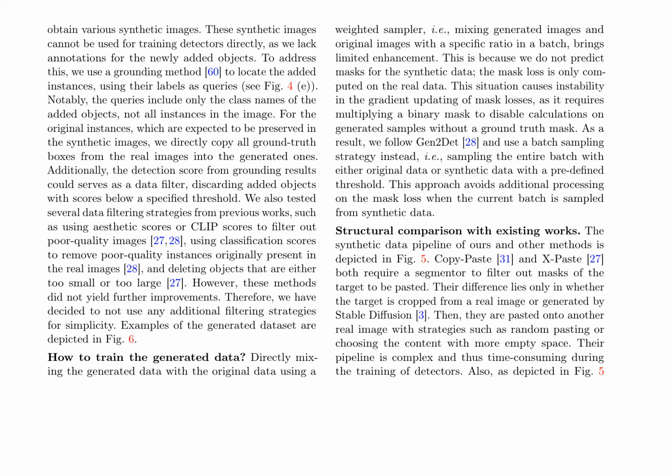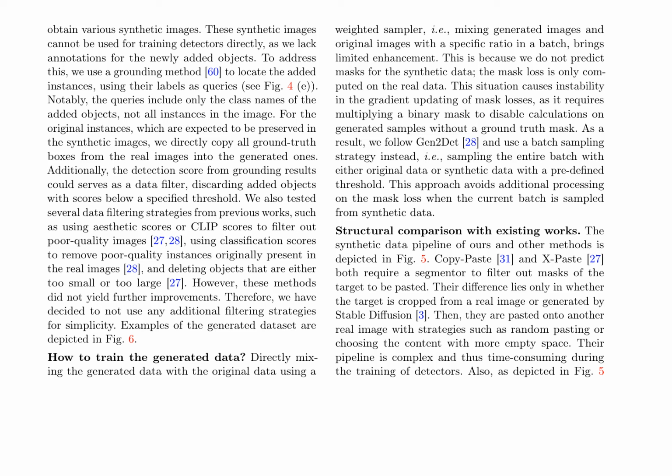The authors also tested several data filtering strategies from previous works, such as using aesthetic scores or clip scores to filter out poor quality images, using classification scores to remove poor quality instances originally present in the real images, and deleting objects that are either too small or too large. However, these methods did not yield further improvements. Therefore, they decided not to use any additional filtering strategies for simplicity.